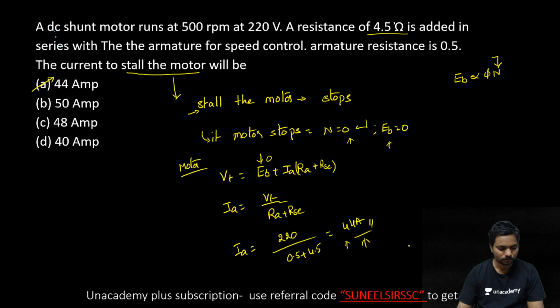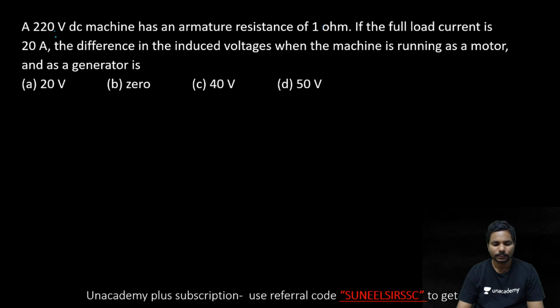Coming to the next question. A 220 volt DC machine has an armature resistance of 1 ohm. If the full load current is 20 amperes, what is the difference in induced voltages when the machine is running as motor and running as generator? Option C, 40 volts. Very good.